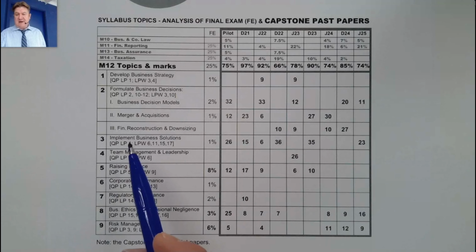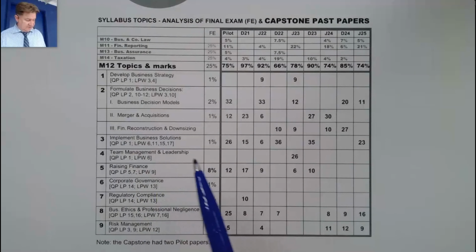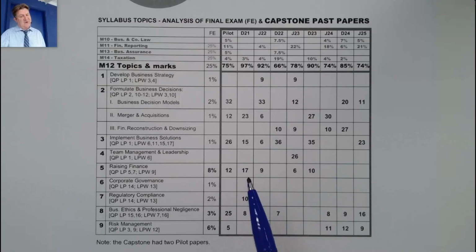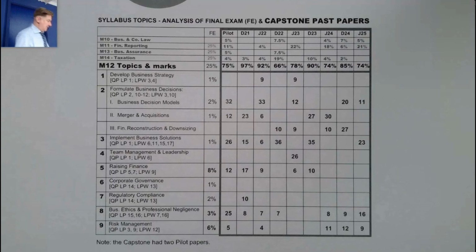And we're going to have a little look in a second at topic 3, implement business solutions, another popular area just here. Raising finance still remains popular, ethics is still popular, and also risk management are also popular. We go through each of the 9 topic areas. It's my set of notes. You only get them on my course. So it's worth pointing that out. Let's get into our topic 3.